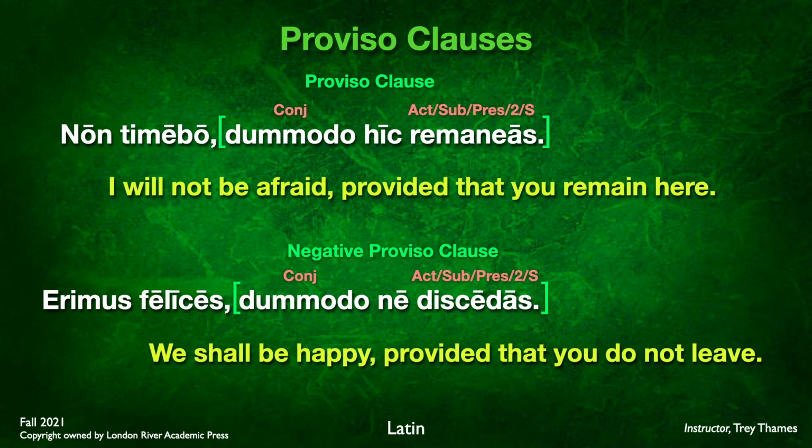So again, these proviso clauses are pretty simple to recognize. Dum modo, a secondary clause, a subordinate clause with a subjunctive verb, and translated as indicative.